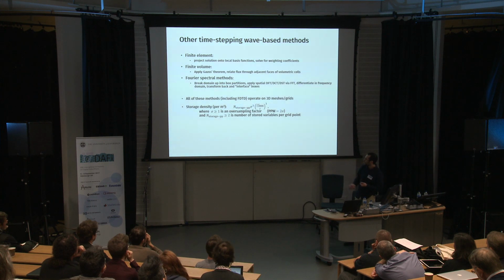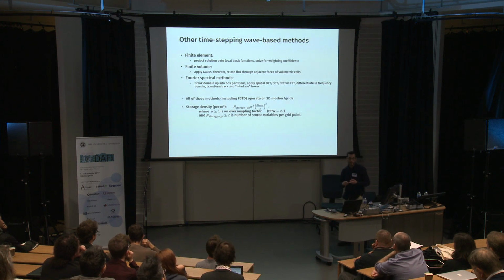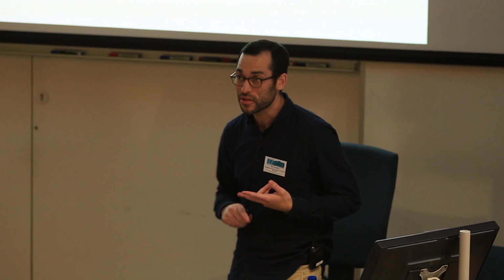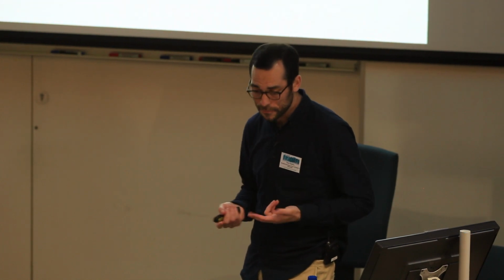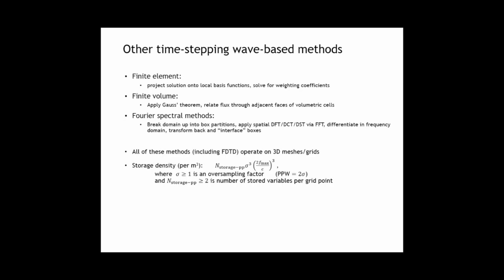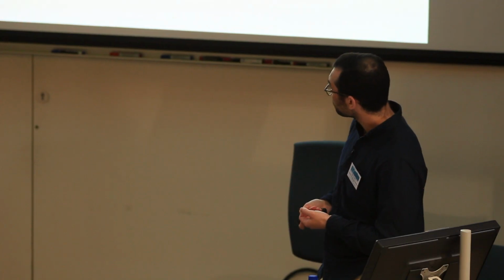So here we have some constant which is telling you how many variables you need to store per point. The minimum is 2 because it's a second order equation in time. And then you have this sigma, which is an oversampling factor. So the points per wavelength is 2 times sigma. So you have a scaling in the cube of sigma as well.